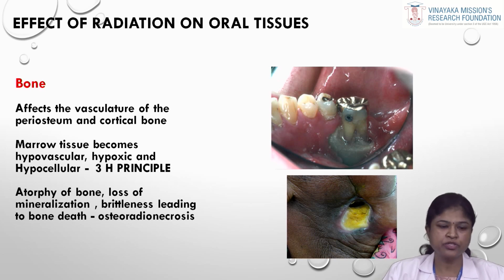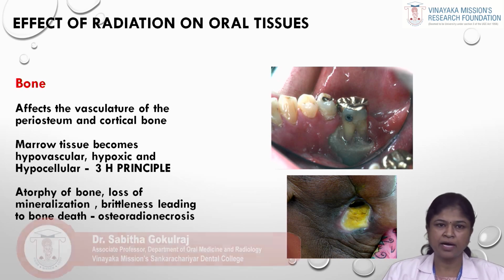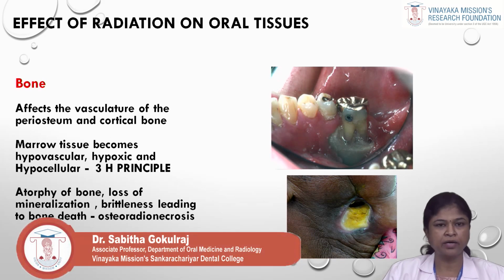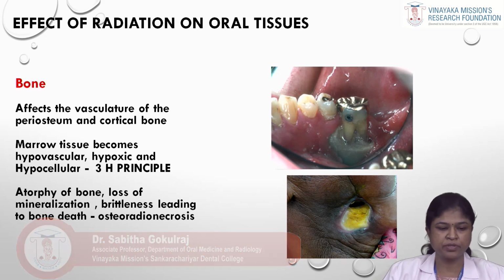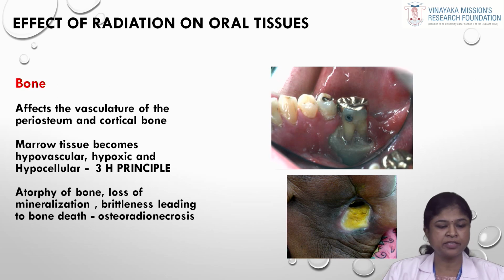The primary damage to the mature bone results from radiation-induced damage to the vasculature of the periosteum and the cortical bone. This marrow tissue becomes hypovascular, hypoxic, and hypocellular following the 3H principles. Hypovascular, where there is decrease in the amount of blood circulation; hypoxic, decrease in the amount of oxygen supply to the bone; and hypocellular, decrease in the amount of cells.